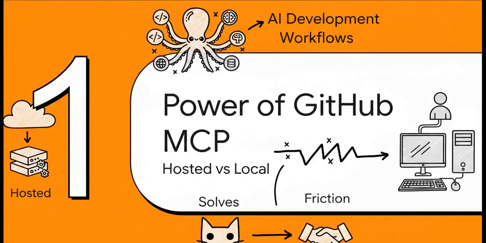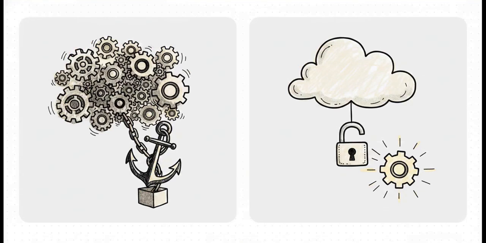All right, Section 1, the power of GitHub MCP, specifically looking at hosted versus local infrastructure. So the contrast between the old way of doing things and this new approach is just night and day. Running an open-source MCP server locally? Sure, it works, but man, it carries some heavy hidden costs. You're stuck maintaining Docker images, manually rotating personal access tokens, and you're completely limited to localhost.